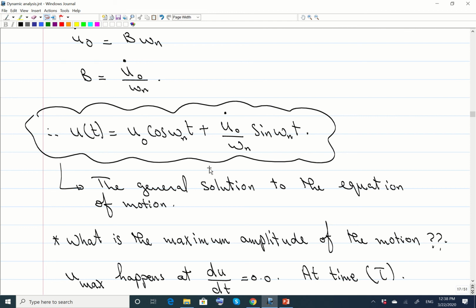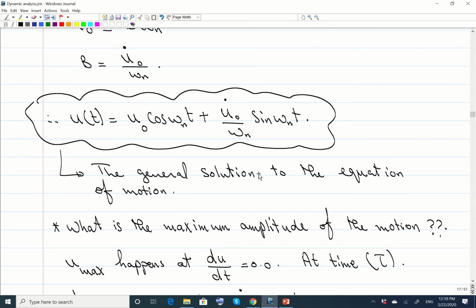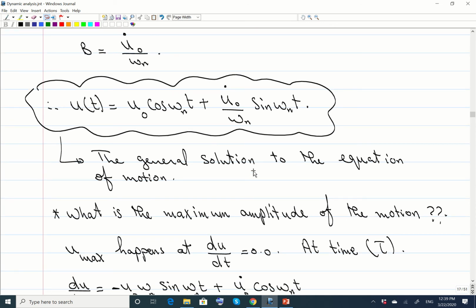Or you can apply an initial displacement plus some initial velocity. You're going to have both contributions. This contribution comes from the initial displacement. This contribution comes from the initial velocity. And then you sum both together. So this is the general solution for the equation of motion.